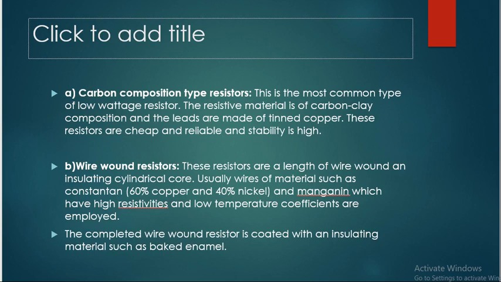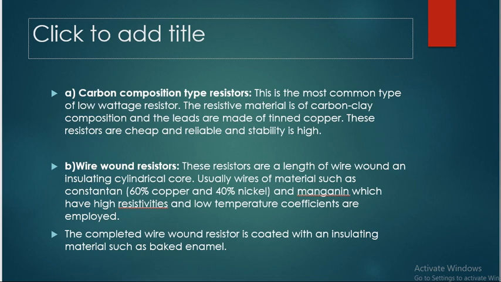Now these are the categories which come under fixed resistors. Carbon composition type resistors. This is the most common type of low voltage resistor. The resistive material is of carbon clay composition and the leads are made of tinned copper. These resistors are cheap and reliable, and stability is very high in these types of resistors.